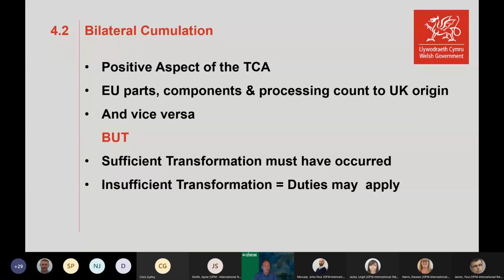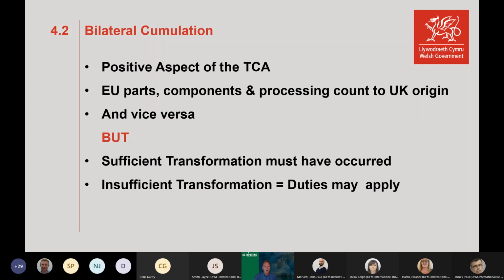Now the trade agreement did also bring in this concept of bilateral cumulation, which when you first look at it, everyone thinks is great, because it's a very positive aspect of the TCA. What it means is that EU parts, components and processing count towards UK origin and vice versa. So that sounds great, doesn't it? Anything you buy from the EU and make into your products and process will count to UK origin and vice versa. So that's really protecting a lot of companies who have got used to buying products and materials from the EU, assembling them with their products and sending them back again.